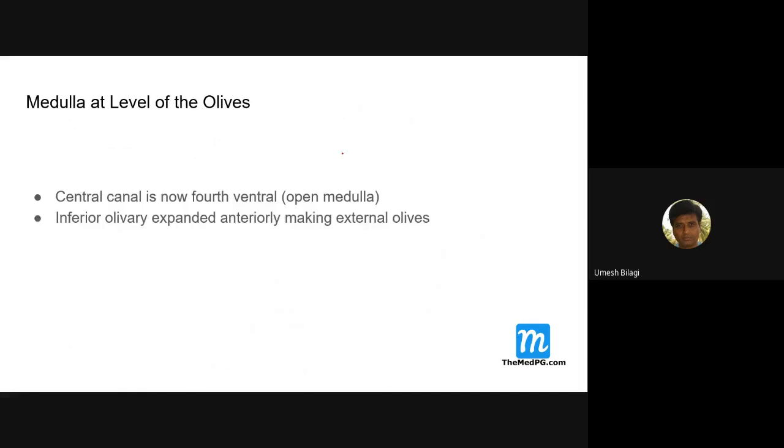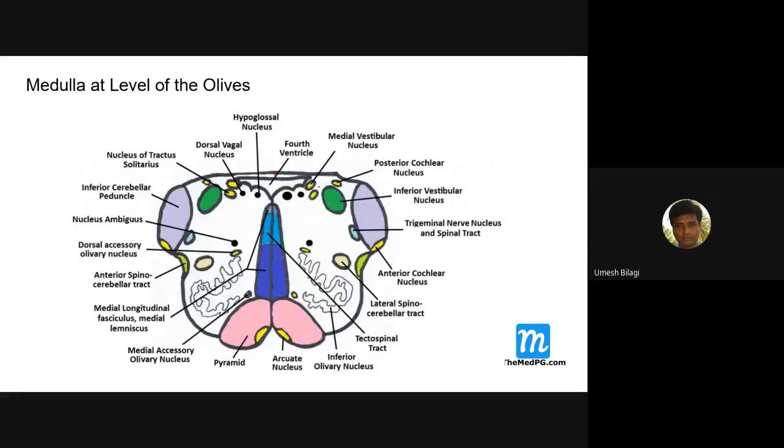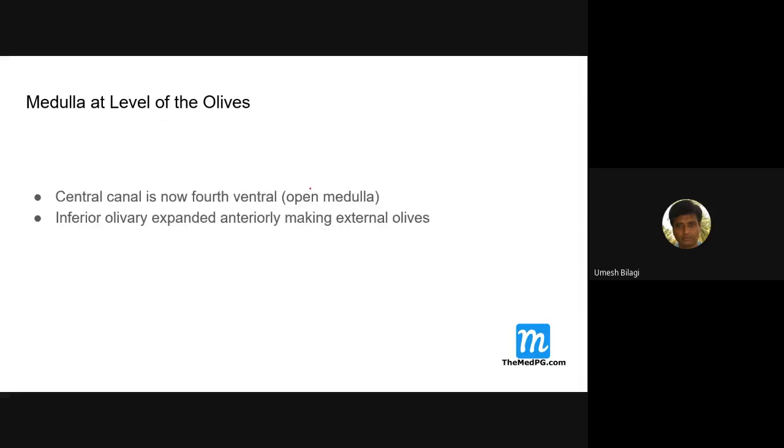Okay, medulla at the level of olives: the central canal is now a fourth ventricle, and the inferior olivary nucleus is expanded entirely, making the external olives. That's it. Other cranial nerves are lateral; the hypoglossal nerve is medial. Remember that the questions can be twisted on that.